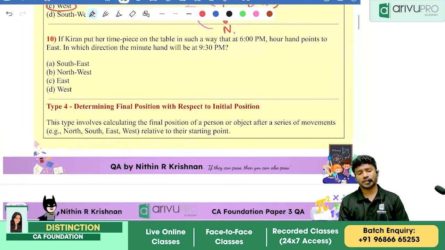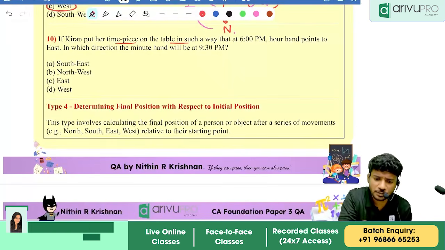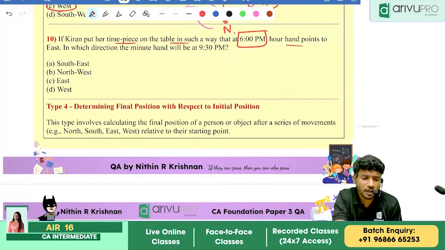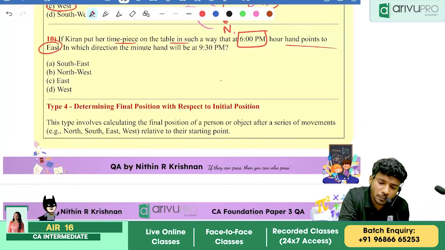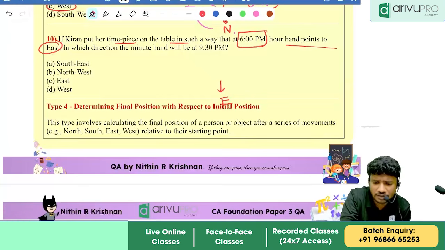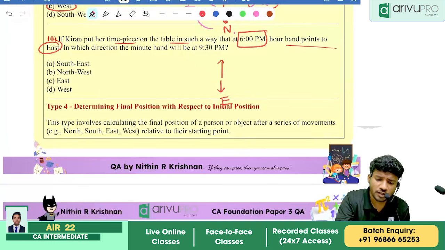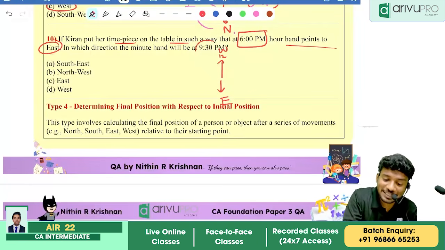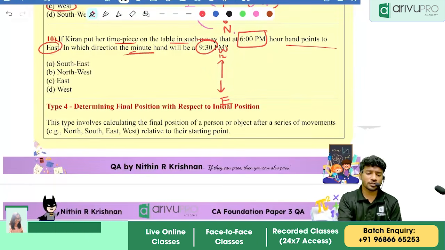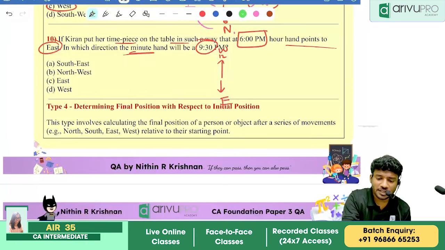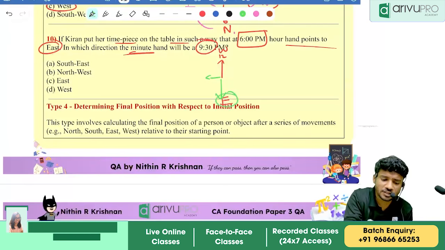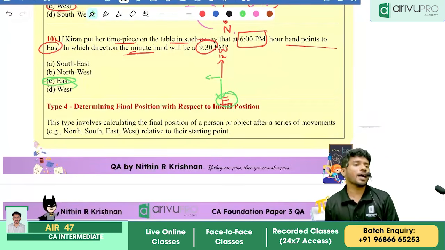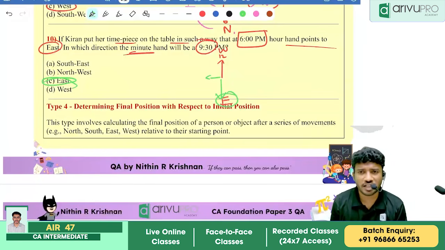Look at the next question. If Kiran put her timepiece on a table in such a way that at 6 p.m. the hour hand points towards east. At 6 p.m. the hour hand points towards 6, which means the east is over here. Then opposite is what? 12 is what? North. Say not north, west. Sorry for that. At 9:30, the minute hand will look towards what is the question? 9:30 means the minute hand will be looking towards 6 itself. The answer is east. Option C is the answer. We just drew 2 pictures and we are getting the concept.